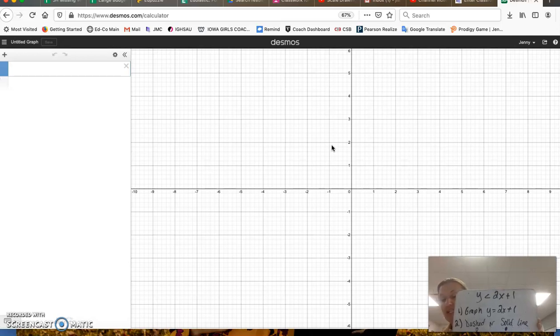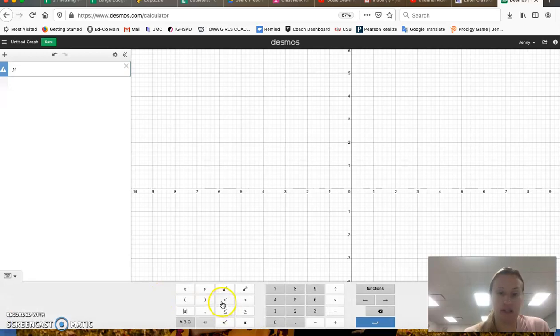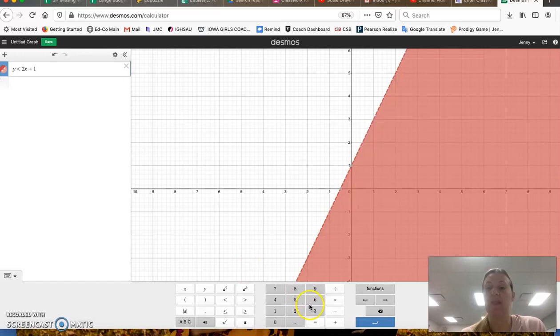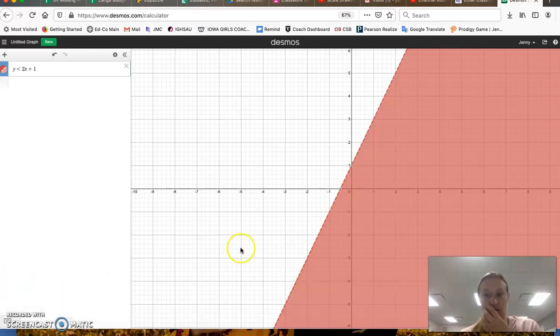So to graph y is less than 2x plus 1 on Desmos, we can just plug that in and we can say y. And if you go down here, is less than, and then you can type in 2x plus 1. There's a couple things you're going to notice about this graph. Obviously, there's a lot of shading. And second, the line is actually a dashed line and not a solid line.